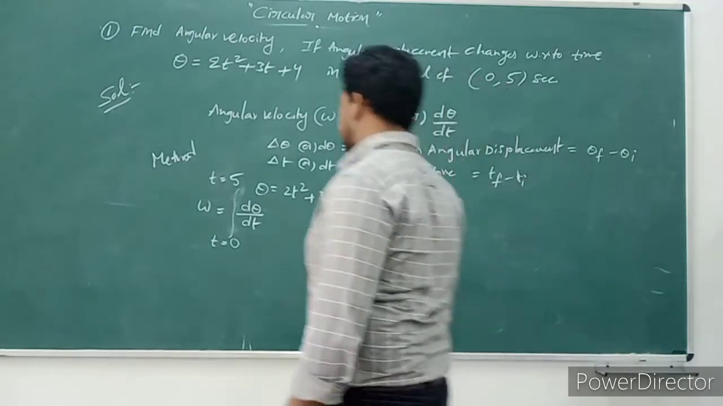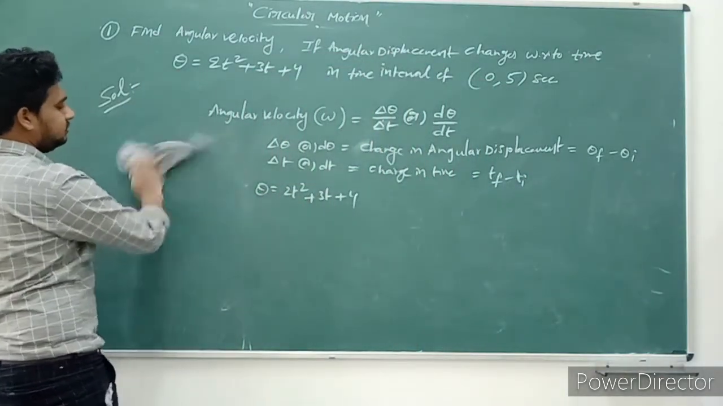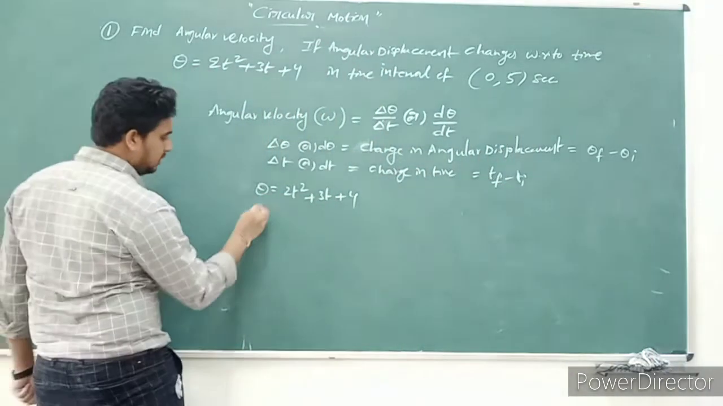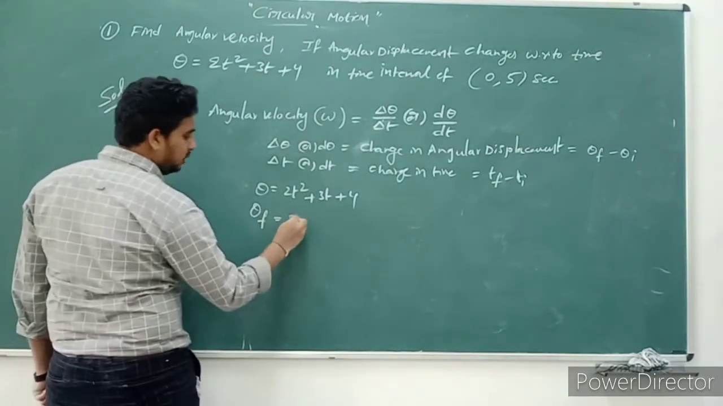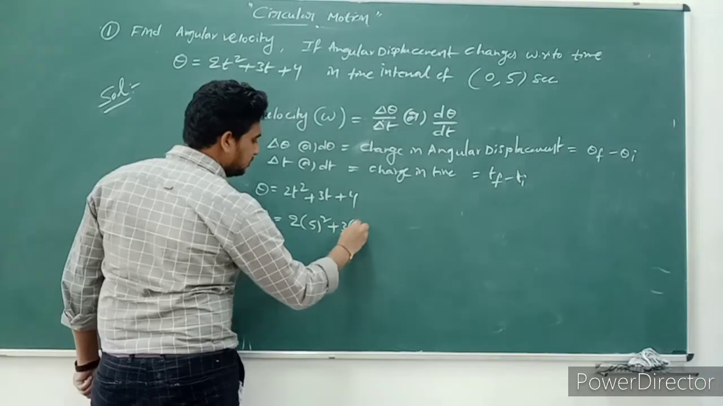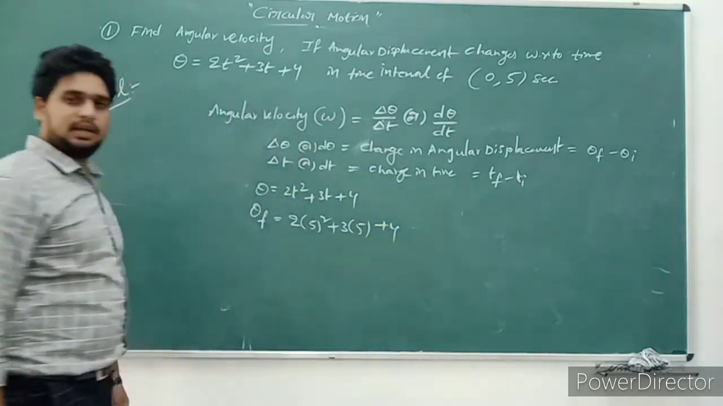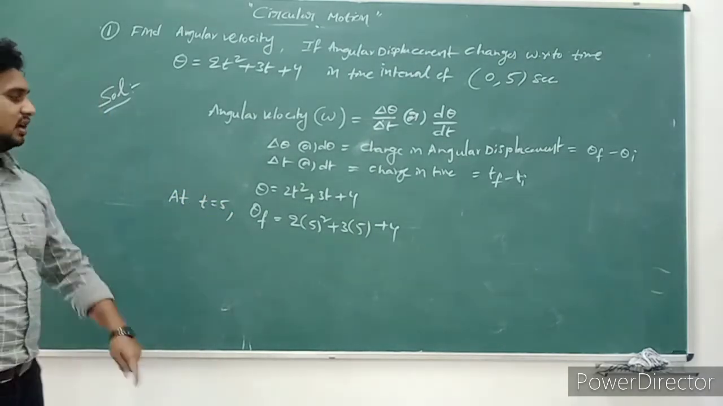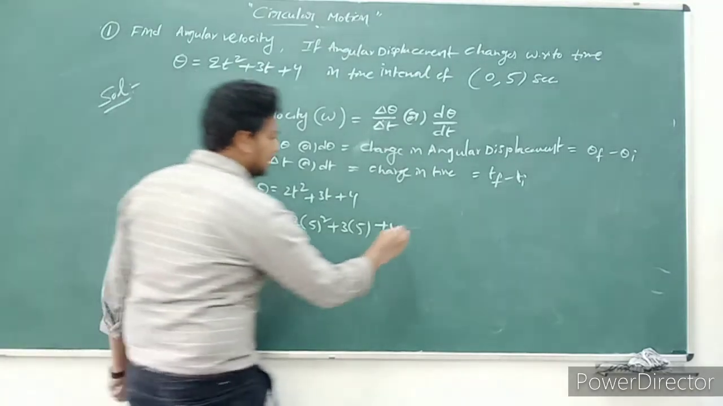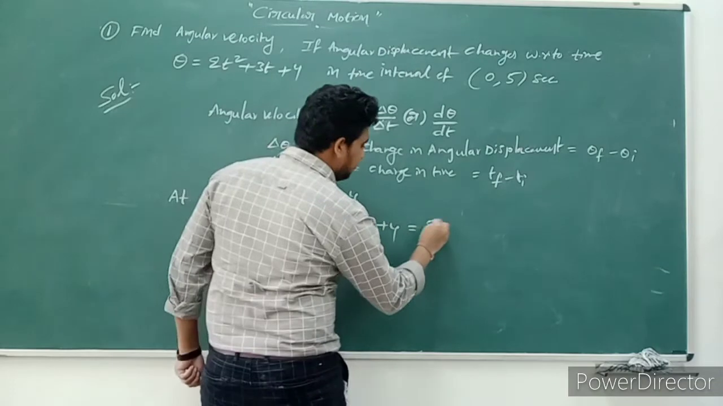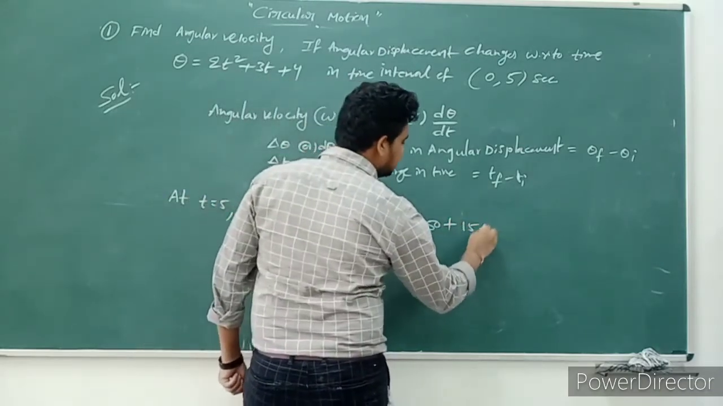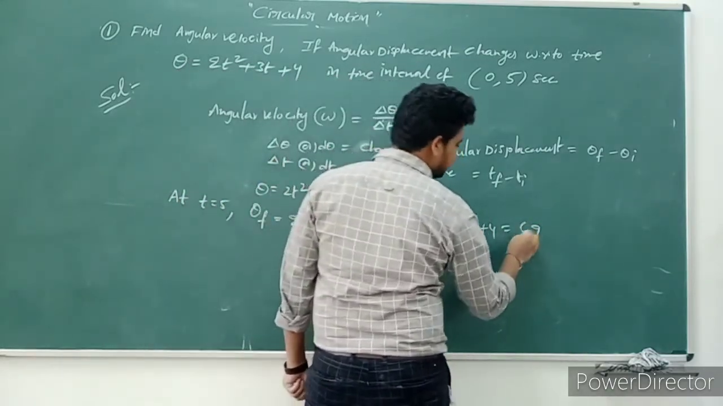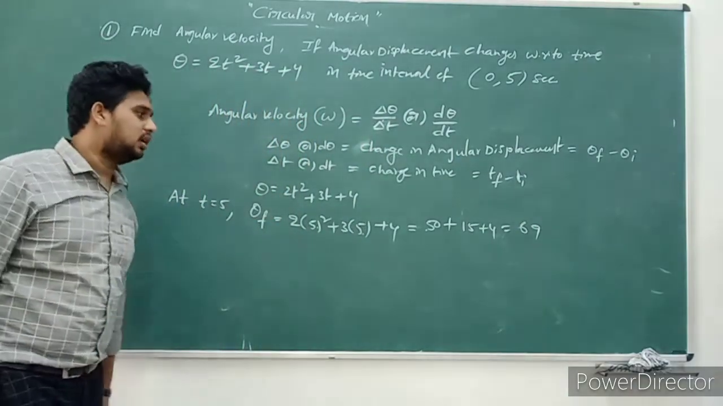Sorry, I made a mistake here. Theta final is equal to 2 into 5 square plus 3 into 5 plus 4, at t is equal to 5 seconds. 5 square is 25, 2 into 25 is 50, 3 into 5 is 15, plus 4. So the total value we got is 69.